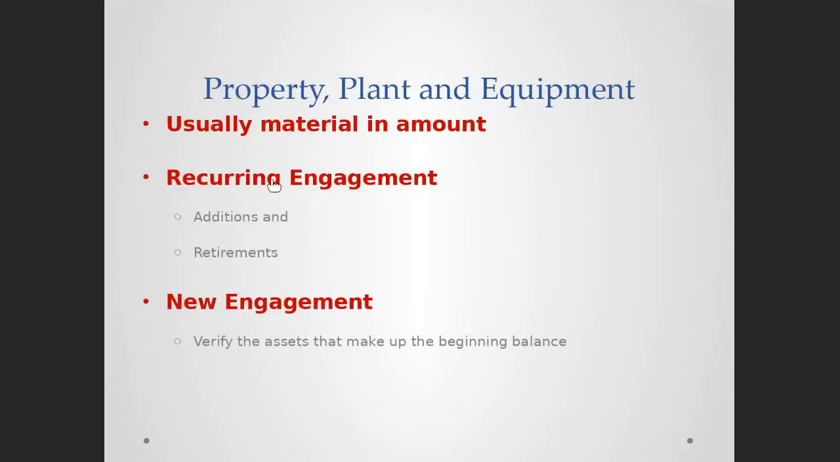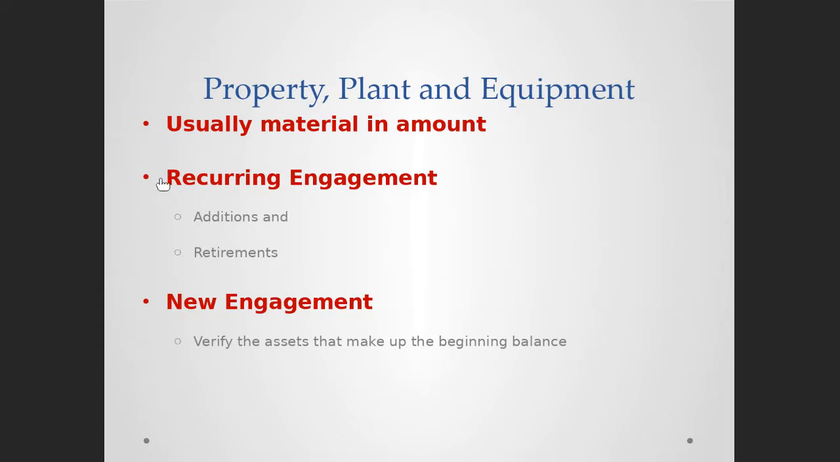So property, plant and equipment is usually material in amount: buildings, cars, machines, factory, large amounts, millions of dollars for many companies. And it's very important to audit this carefully because you could have large mistakes in there. You have two types of engagements as auditors to audit the property, plant and equipment.